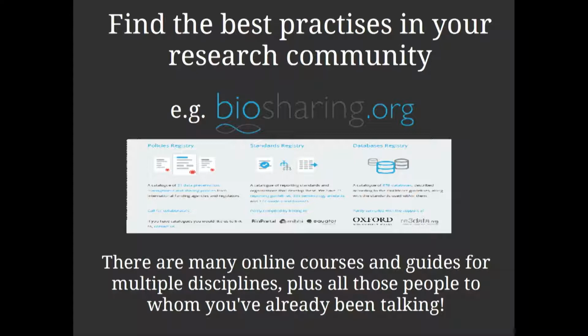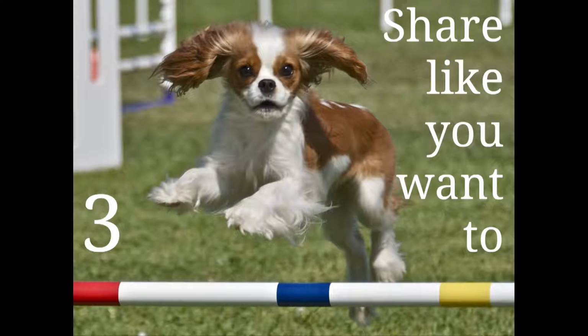And there are registries of databases, so there's ideas of where you could put the data, and again, that differs between different disciplines. So there are lots of online courses and guides. There are probably research data management courses run in your institutes, and all of that stuff you can tool yourself up with and be ready to tackle sharing some data.